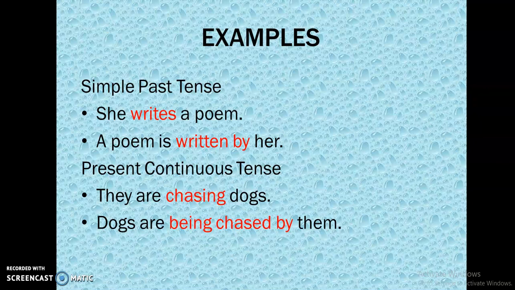Simple present tense. She writes a poem. A poem is written by her. It's the passive voice. Present continuous tense. They are chasing dogs. Active voice. Dogs are being chased by them. Passive voice.